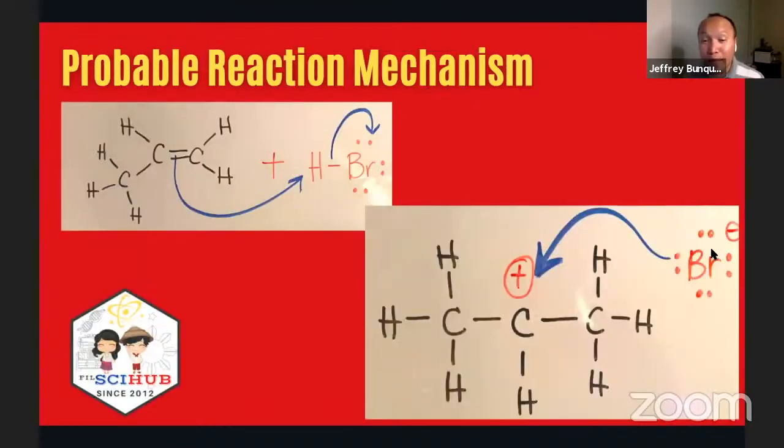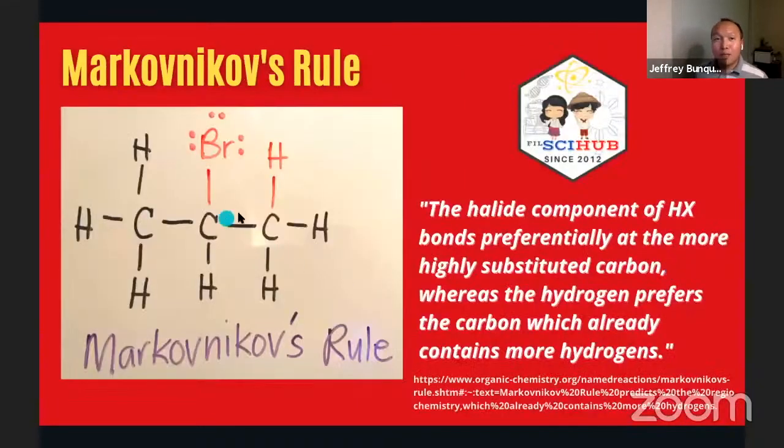And so since you form a secondary carbocation in this process, what happens is that your bromide ion will end up attacking the electrophilic center that is this secondary carbocation. And so when it does that, the resulting product is this. So what happens is your proton attaches itself to the lesser substituted carbon. Your halide attaches itself to the more substituted carbon.